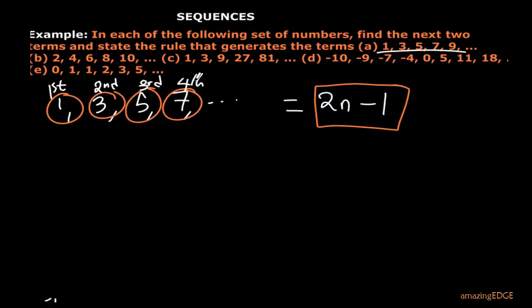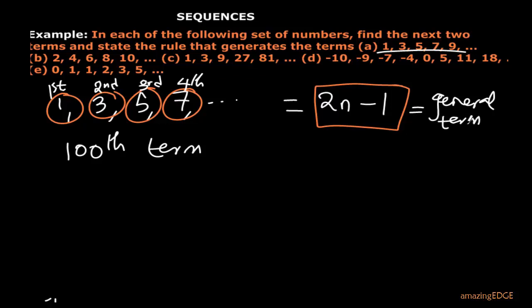But supposing somebody asks me what the 100th term will be, you see that it's difficult. I cannot keep on adding and listing the numbers until I get the 100th term. It will be too cumbersome for me. So in that case, you can use the formula. This formula is what we call the general term of the sequence, or what we shall see later, the nth term of the sequence.